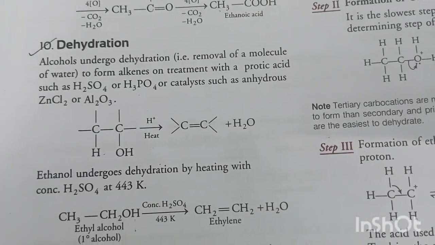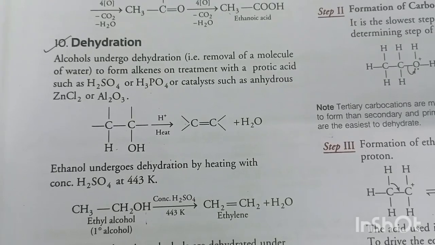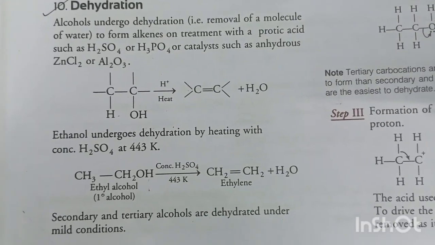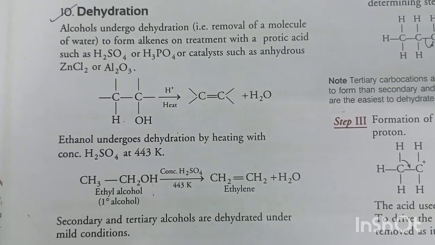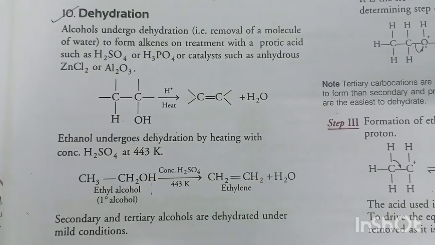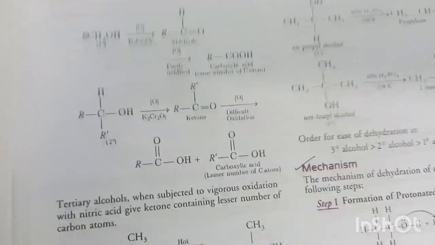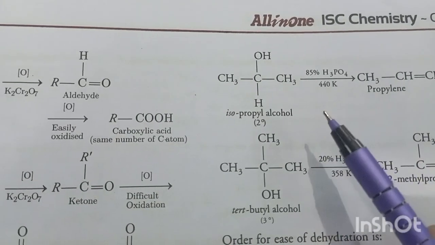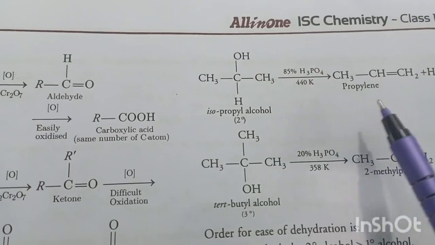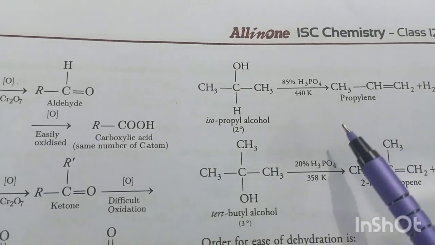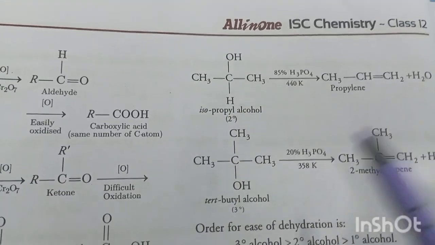So this alcohol in the presence of H plus and heat will give alkene through an elimination mechanism, removal of a water molecule. So ethyl alcohol, that is a primary alcohol, on reacting with concentrated H2SO4 at 443 Kelvin gives ethylene plus water. Secondary and tertiary alcohols are dehydrated under mild conditions. So isopropyl alcohol at 440 Kelvin, and here we are taking H3PO4, the product is propylene plus water. We get alkene plus water.